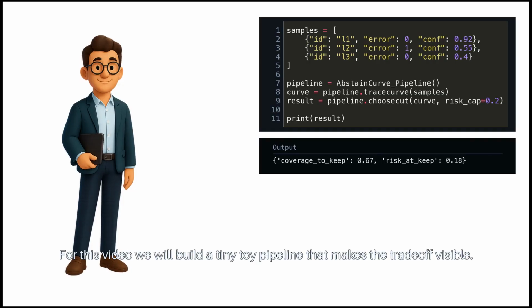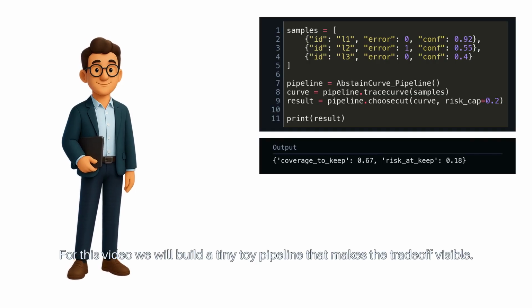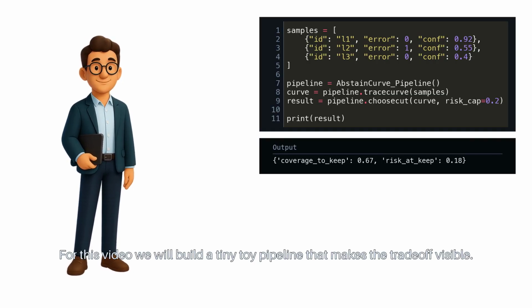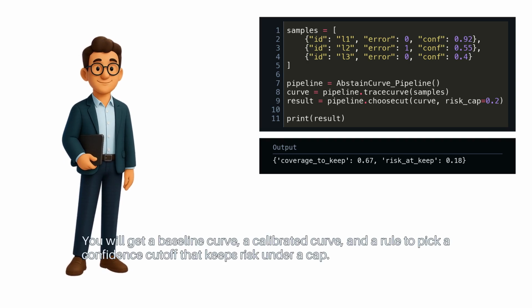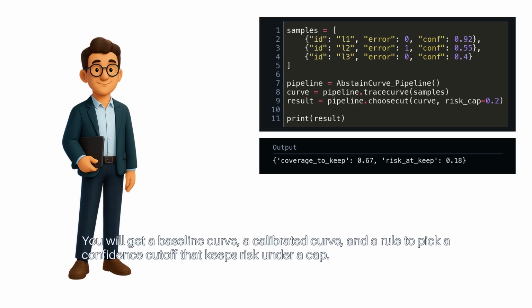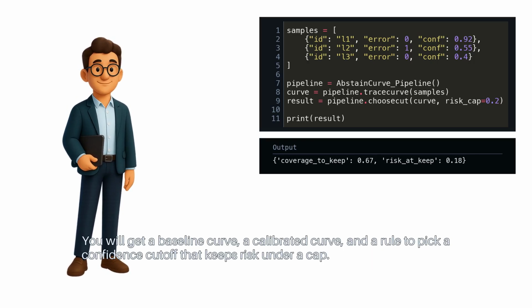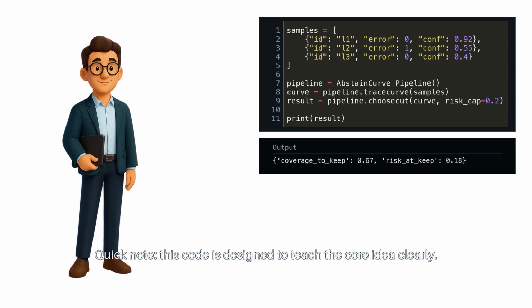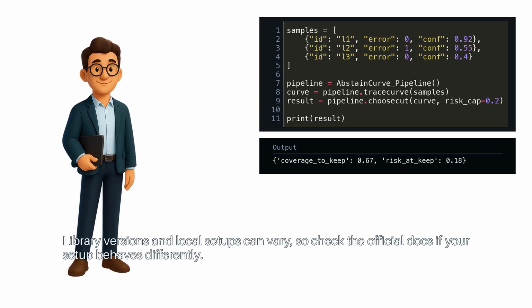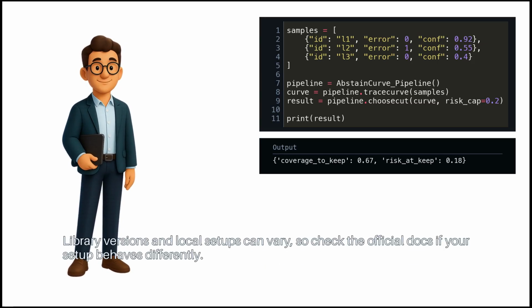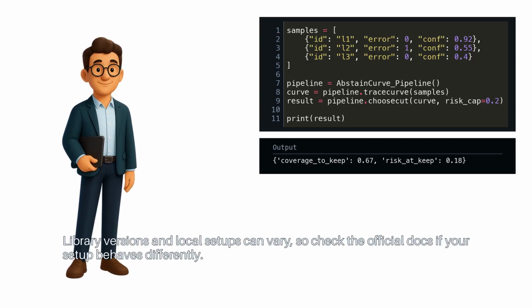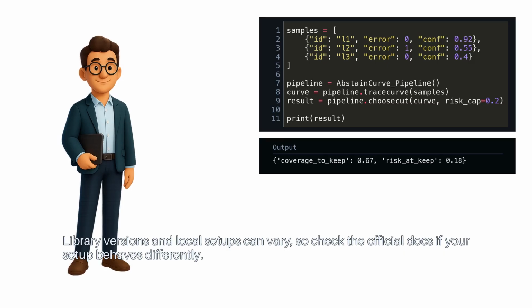For this video, we will build a tiny toy pipeline that makes the trade-off visible. You will get a baseline curve, a calibrated curve, and a rule to pick a confidence cutoff that keeps risk under a cap. Quick note, this code is designed to teach the core idea clearly. Library versions and local setups can vary, so check the official docs if your setup behaves differently.